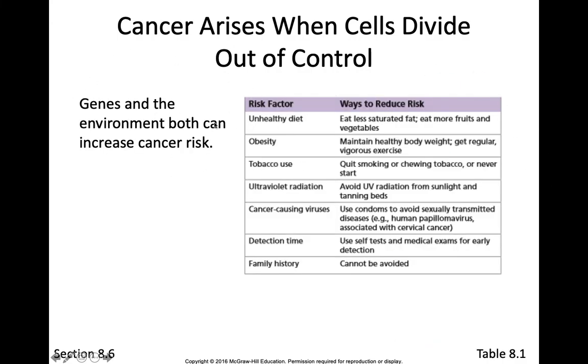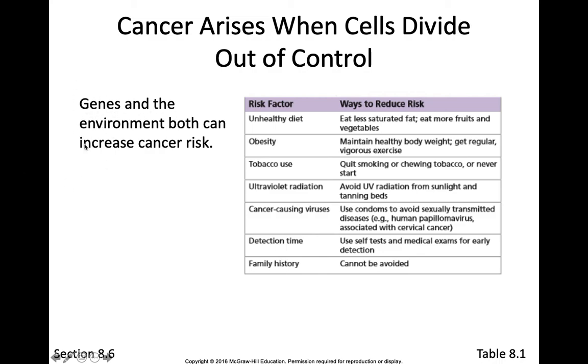Now, lots of things can influence your risk of getting cancer. Things like your genetics, you can't really argue with. If you are genetically predisposed to certain types of cancer, you need to avoid things that can increase the chances of you getting it. If you're predisposed to skin cancer, if it runs in your family, it's probably a good idea to stay away from lots of UV light and things like that.